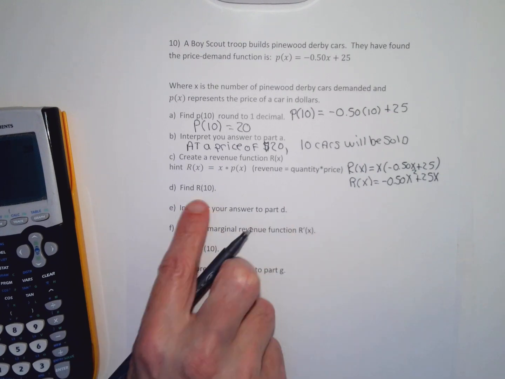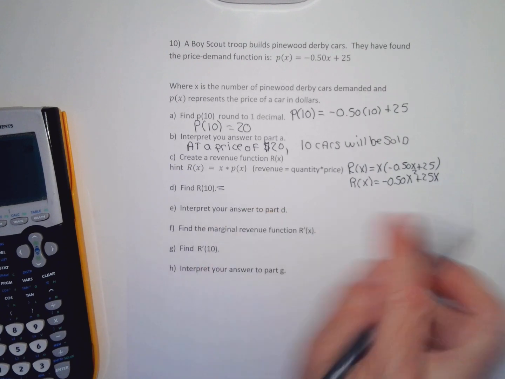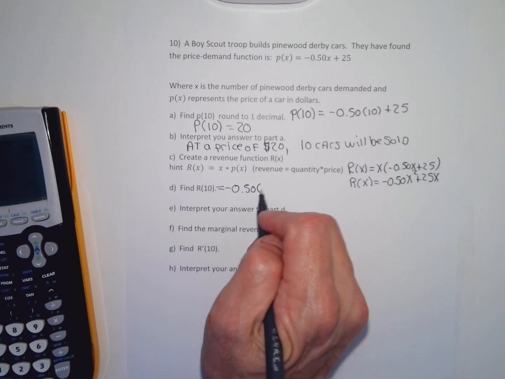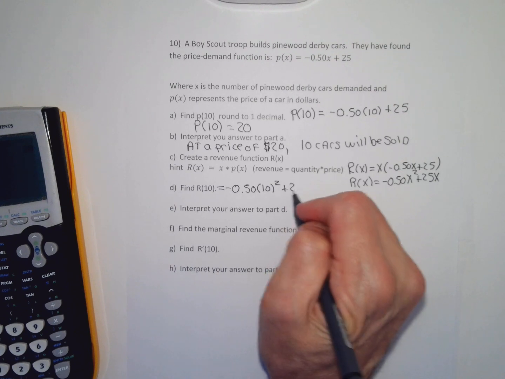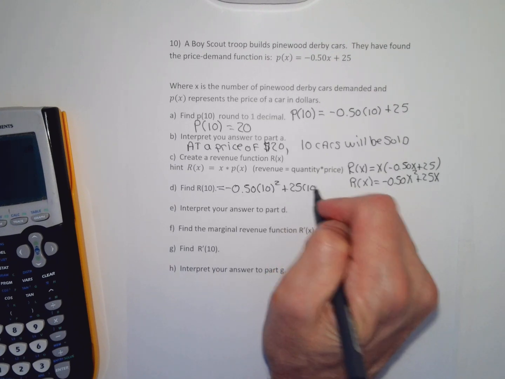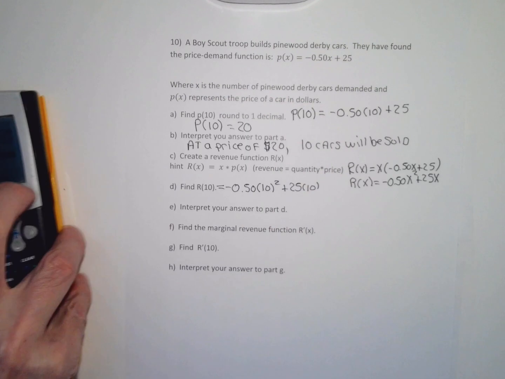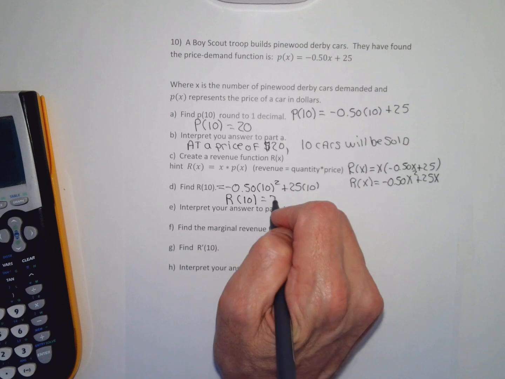Done with part C. Part D just wants me to plug 10 into the revenue function. Plugging 10 into the revenue function, you get negative 0.50 times 10 squared plus 25 times 10. It's just going to be a number answer. My answer is just that number, 200. So my answer to part D is R of 10 equals 200.